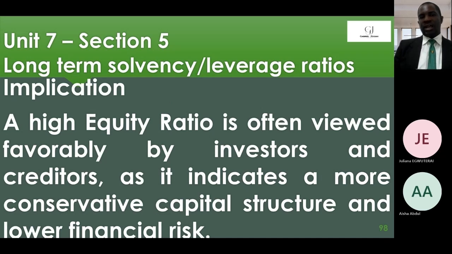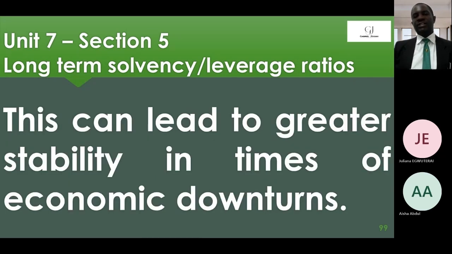First, the implication: a high ratio is often viewed favorably by investors and creditors, as it indicates a more conservative capital structure and lower financial risk. So anything above 50, 55, 60 is a good ratio and is high. This can lead to greater stability in times of economic downturn. Exactly, where there are no booms, profits are not coming, shareholders are stable. They are happy that their company is in their hands.